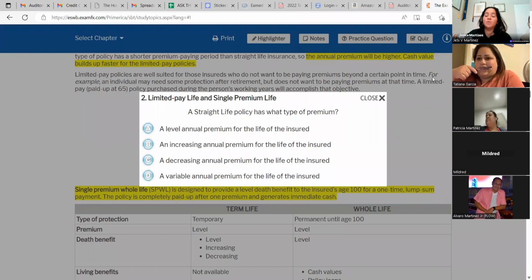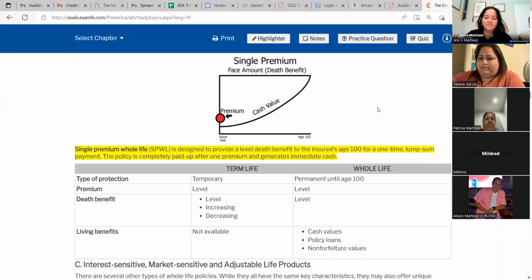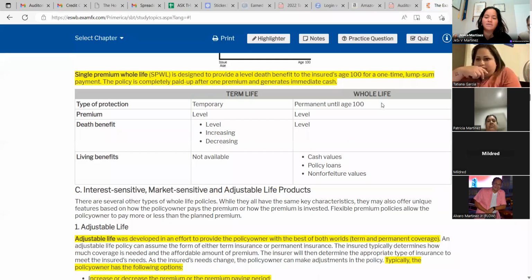Straight life policy has what type of premium? A level annual premium for the life of the insured, an increase in annual premium for the life of the insured, a decrease in annual premium for the life of the insured, or a variable annual premium for the life of the insured? A level? A. Level A. Yes, ladies. Okay, good. Straight life, it's a straight line. Nothing changes. A little bit more down. Let's see what other we get. Okay. Under a 20 pay whole life policy, I think we saw this one. Yes, we did.